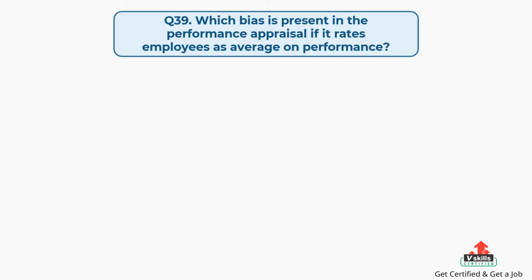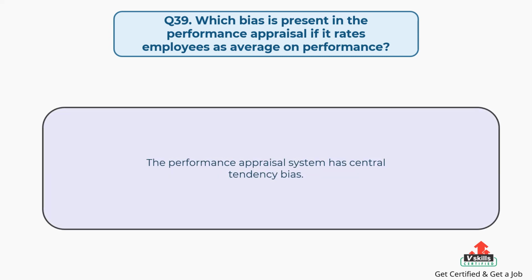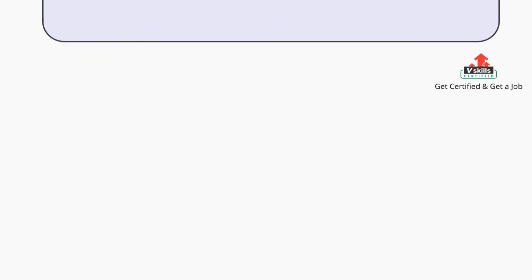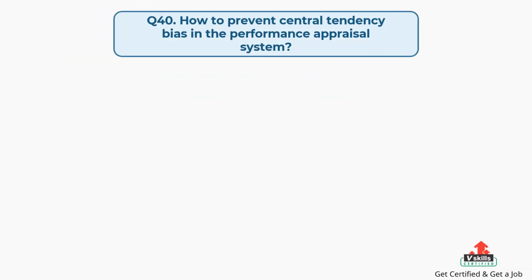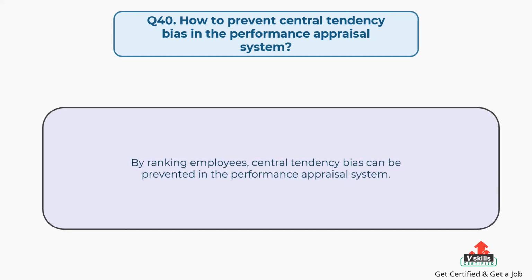Question number 39. Which bias is present in the performance appraisal if it rates employees as average on performance? The answer is, the performance appraisal system has central tendency bias. Question number 40. How to prevent central tendency bias in the performance appraisal system? The answer is, by ranking employees. Central tendency bias can be prevented in the performance appraisal system.